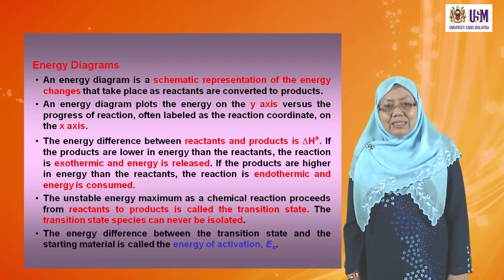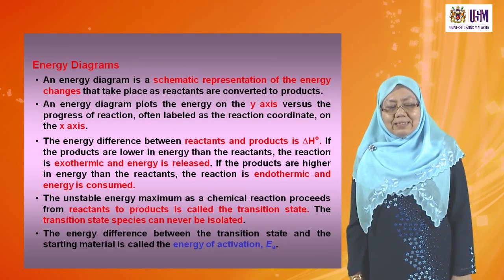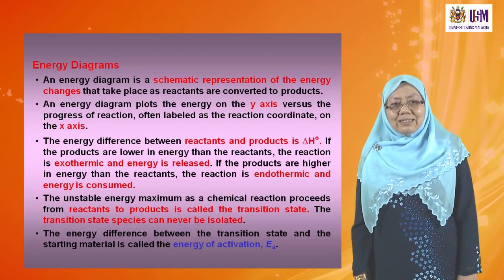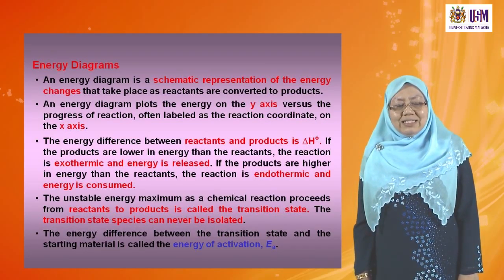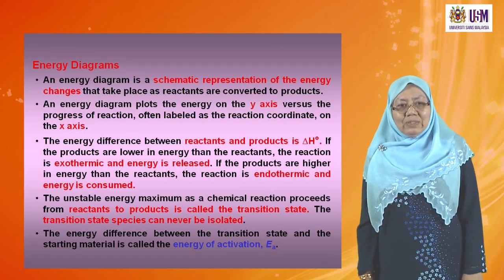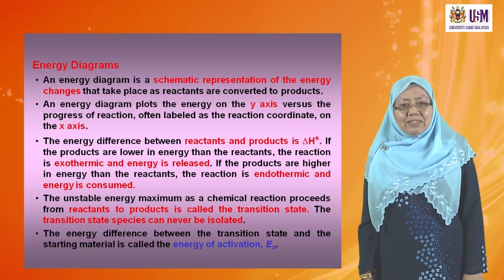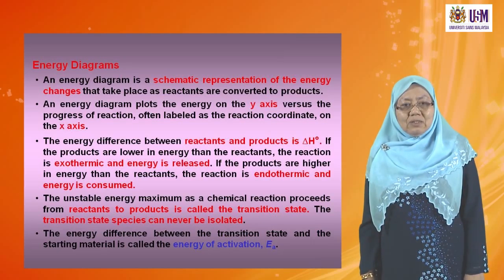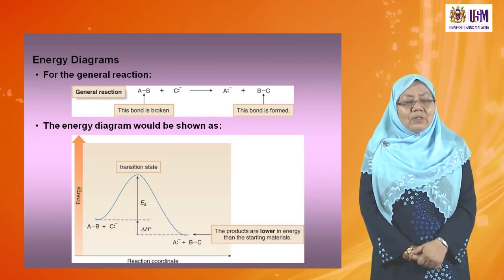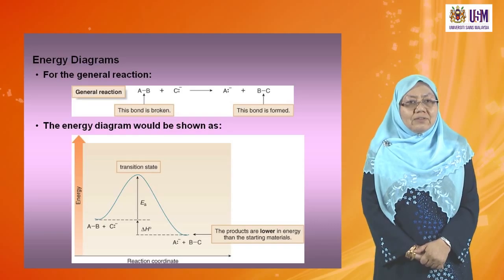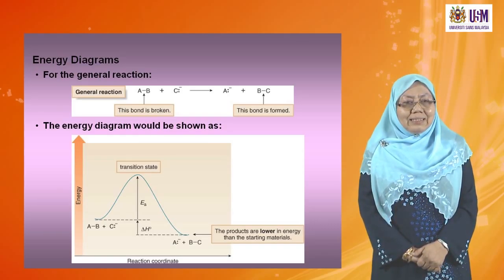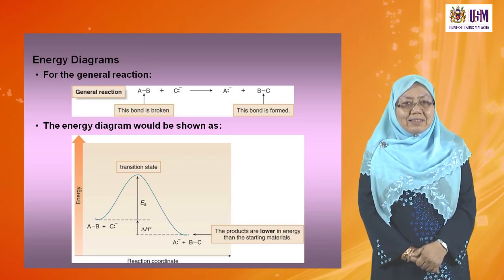The unstable energy maximum as a chemical reaction proceeds from reactants to products is called the transition state. The transition state species can never be isolated. The energy difference between the transition state and the starting material is called the energy of activation, EA. Let us see now how we are going to draw the energy diagram for a general reaction. It's for a molecule AB that is going to react with the anion C, where the bond in AB is broken, and in the product, a new bond between B and C is formed.